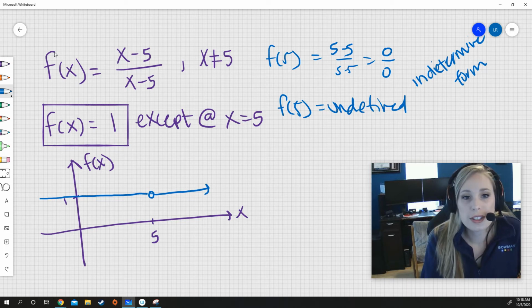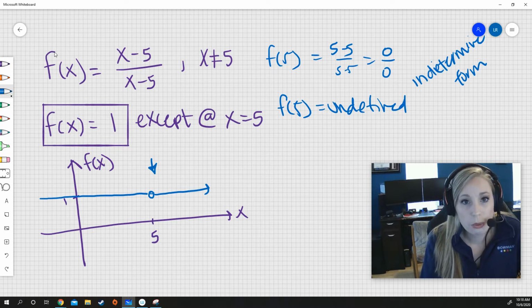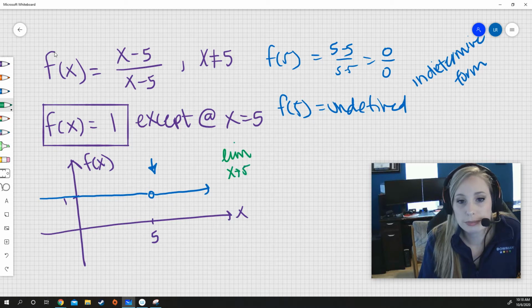Now, this is where the concept of limits comes into play, because there is a very, very clear pattern here. Yes, there is a hole there. But if there wasn't a hole there, we could guess what that value would be. And so that is going to be our limit notation. So the limit as x approaches 5 of f of x.